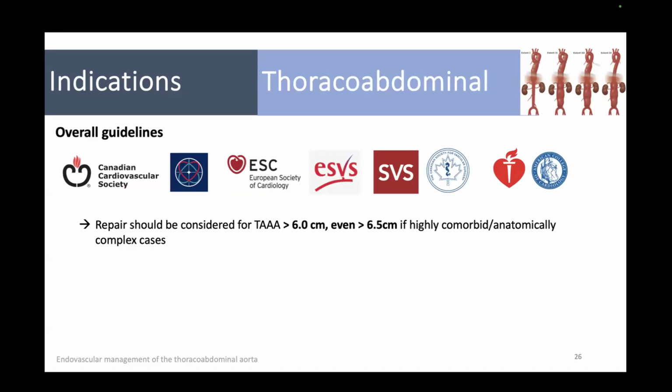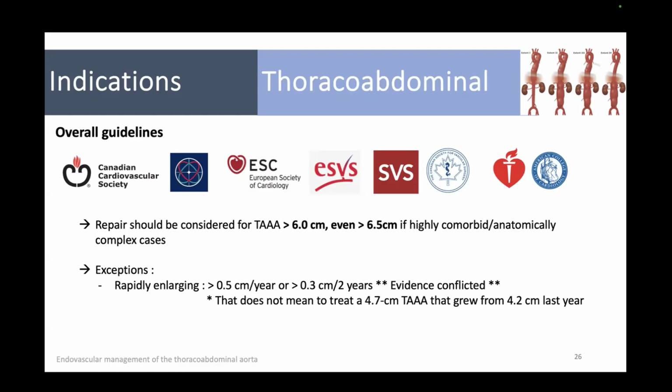The only difference is that almost nobody now wants to necessarily treat patients with a thoracoabdominal aorta that's 5.5 centimeters. We went up to 6.0 centimeters, even 6.5 centimeters if the patients are highly comorbid or anatomically complex. The exception is rapidly enlarging aneurysms.